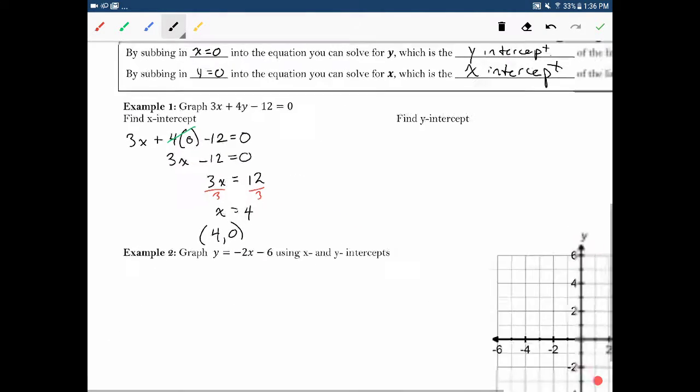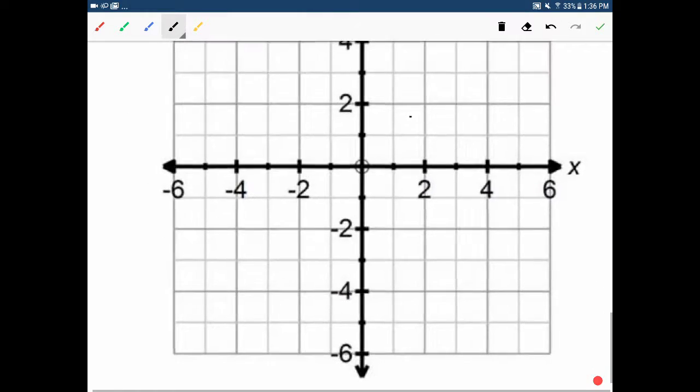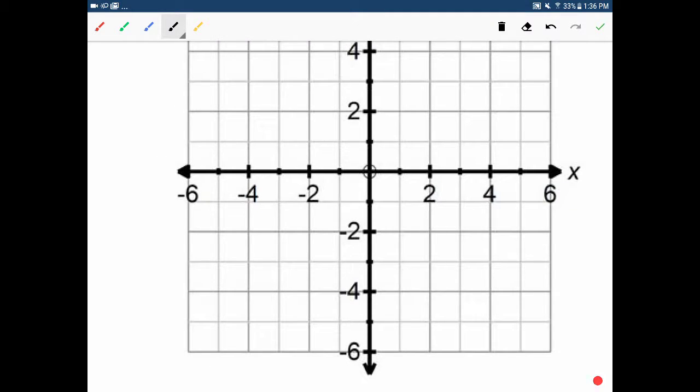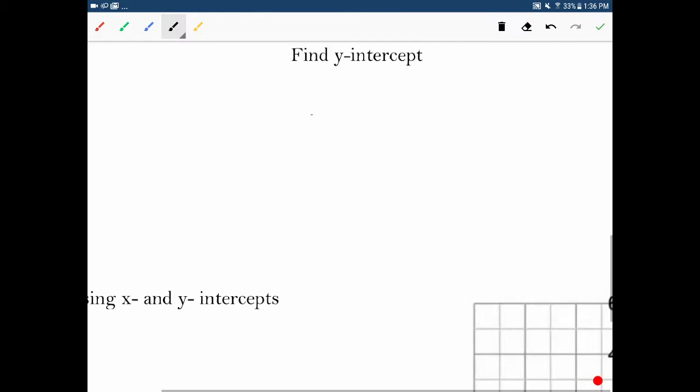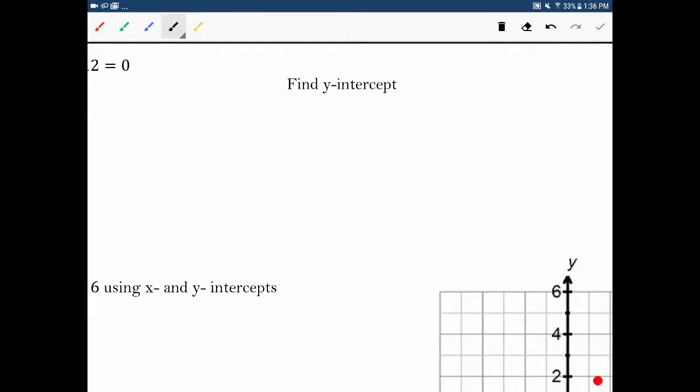All right, so I can actually go over to this graph right now, and I can plot that point. So I had (4, 0), which is going to be, here, I'll use a blue here, right there. So there we go. There's our first point. But of course, we need 2 points if we're going to graph a line. So now we'll find the y-intercept.